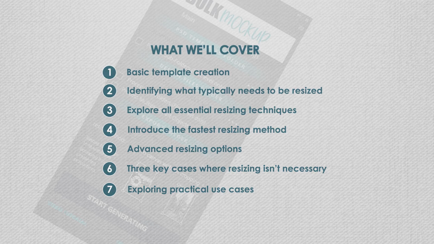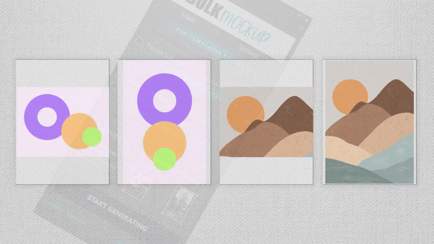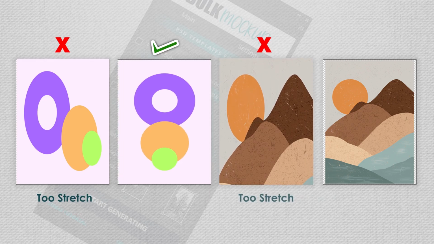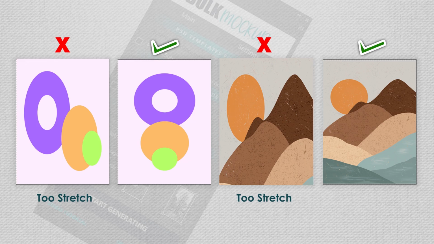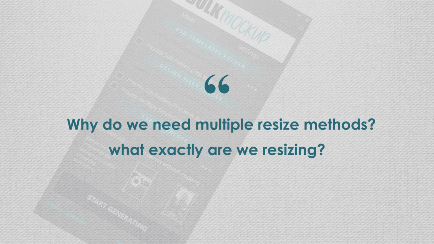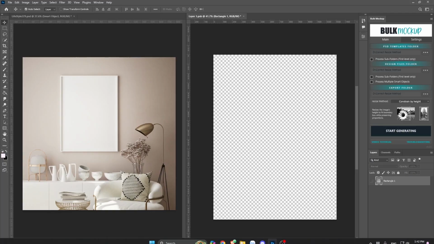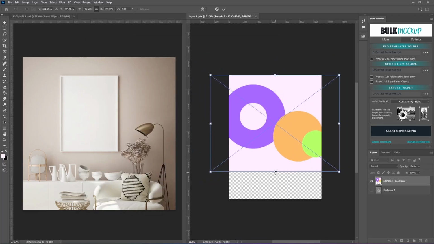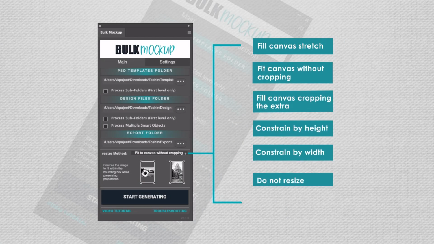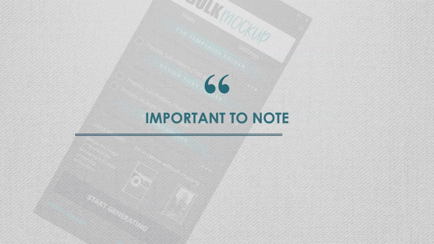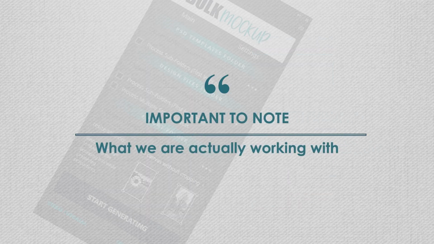Let's get started. First things first, resizing isn't a one-size-fits-all process. Different projects and designs often require different approaches. This brings us to a key question. Why do we need multiple resize methods, and what exactly are we resizing? The answer is simple. The type of mockup template and design file you're working with determines the resize method that's most suitable. Each method is tailored to handle specific scenarios, ensuring your mockups turn out just right for your project's needs. When it comes to resizing, it's important to understand what we're actually working with.